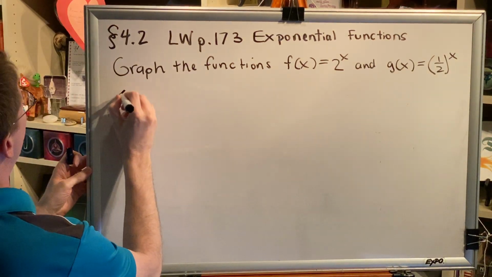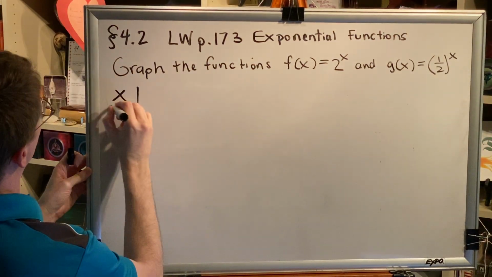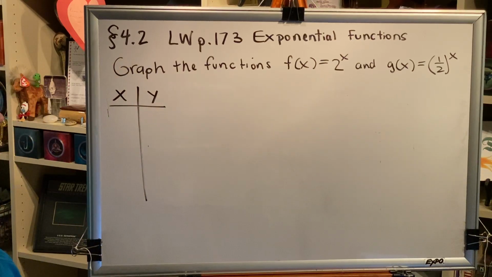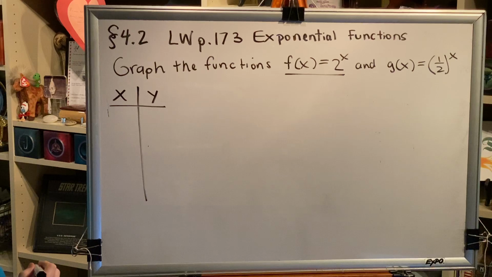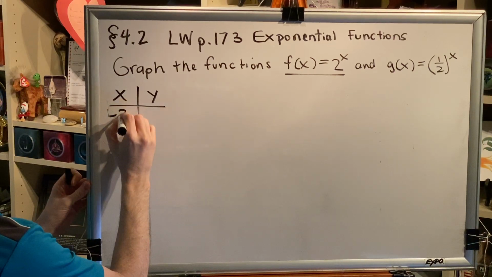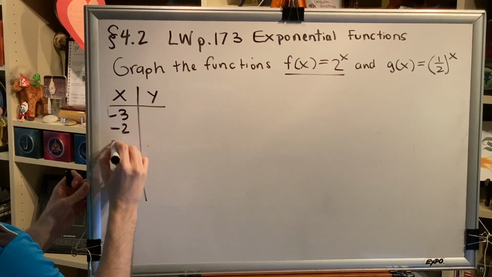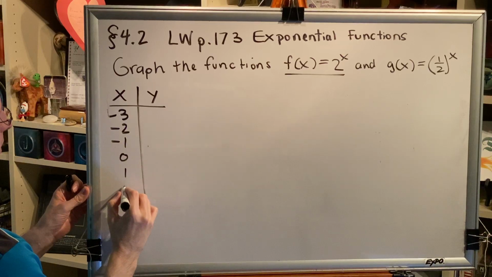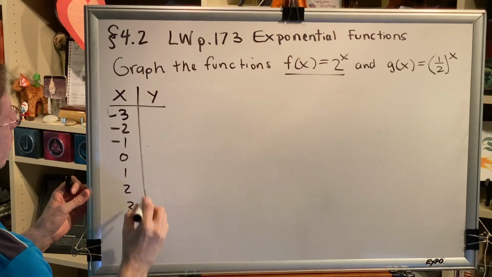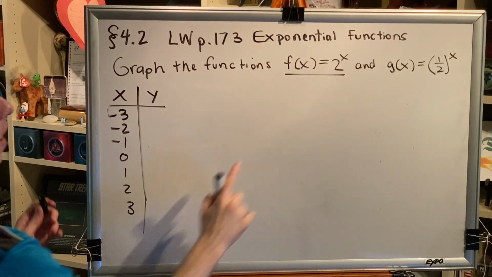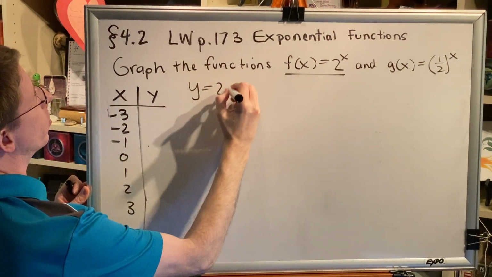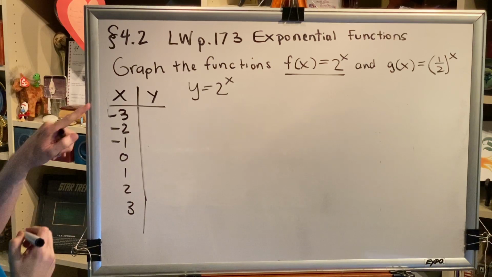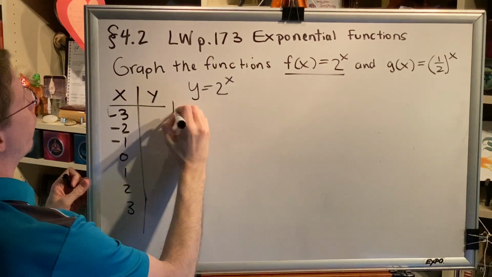Okay, let's start by making a table. We're going to use this function right here, and we're going to pick some values of x. Now, in the example, the recommended values for x are -3, -2, -1, 0, 1, 2, and 3. And so we're going to plug in each one of those values. Now, f of x is the same thing as y, so we have y equals 2 to the x power. And when we plug in each value of x, we'll find y.